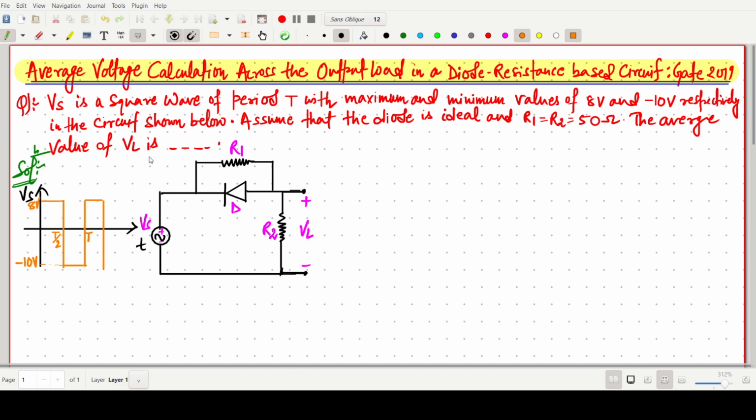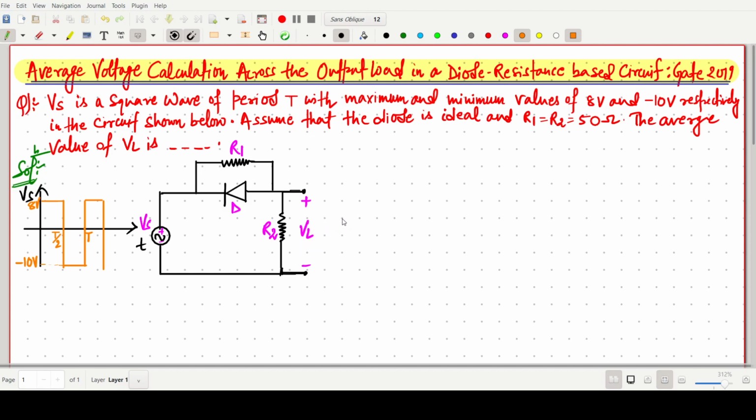In the question, it is given that Vs is a square wave of period T, with a maximum value of 8 volt and a minimum of minus 10 volt. We have to assume the diode is ideal, and the resistances R1 and R2 are 50 ohm each. We have to find the average voltage of the load, that is our VL.